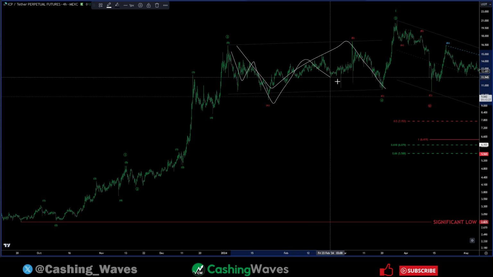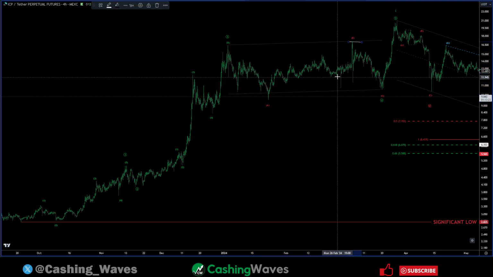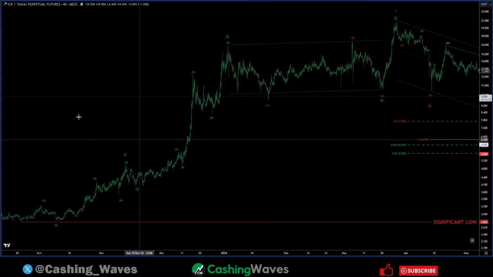It's a 3-3-5, where our B makes a higher high and our C wave protects our A wave. And you can see we got our 5th wave after that.